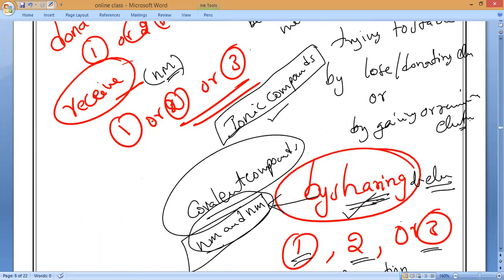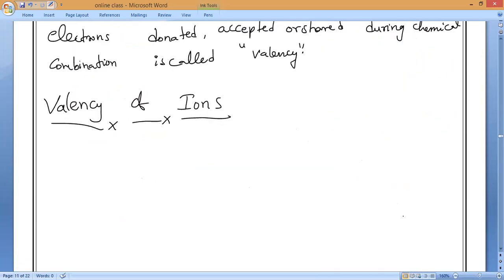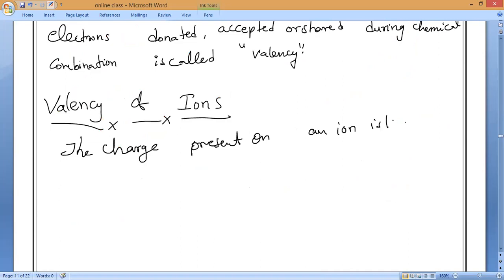So the charge present in the ion is known as valency. Understand everyone? I hope everybody is clear. So the valency means the charge. It may be a positive charge or negative charge, doesn't matter. The charge present on an ion is known as the valency of that ion. Are you clear, everyone?